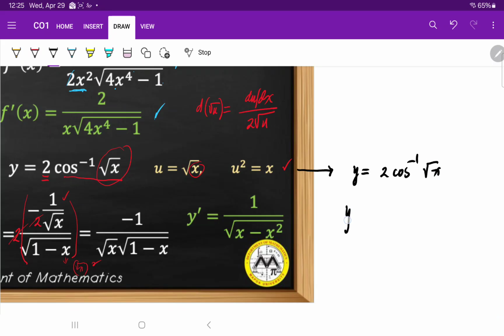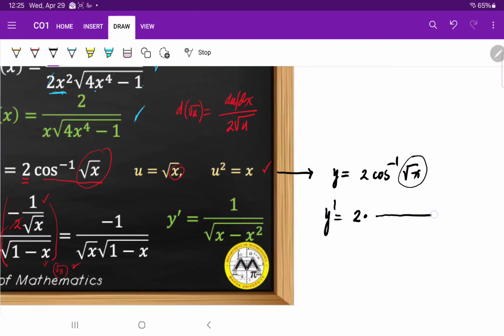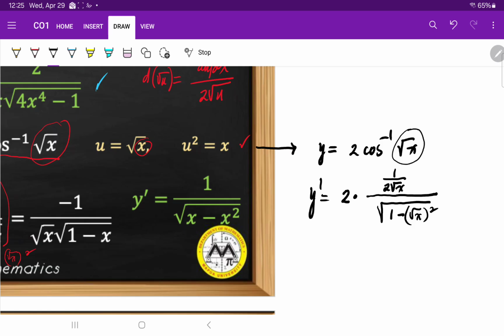Okay, so what's our formula to find y prime? We copy the constant first. Now, what's the derivative of arc cosine u? We follow this formula: du dx in the numerator over what? Over the square root of 1 minus, because the square root of x is squared. What should be in the numerator? The derivative of the square root of x, which is 1 over 2 square root of x. And this should be negative because you have arc cosine.